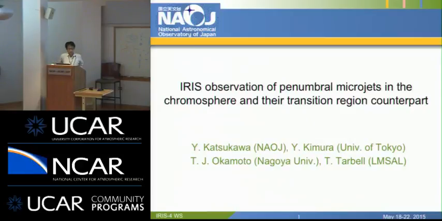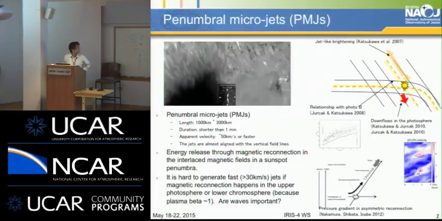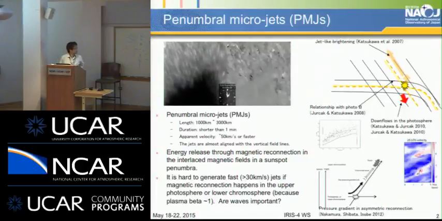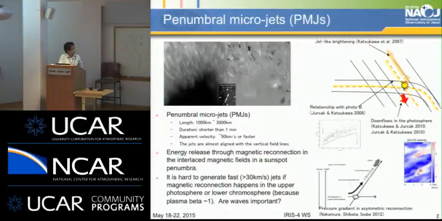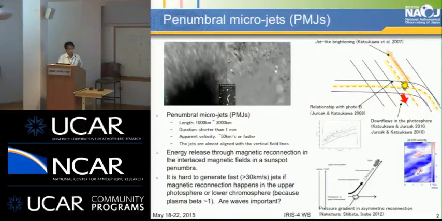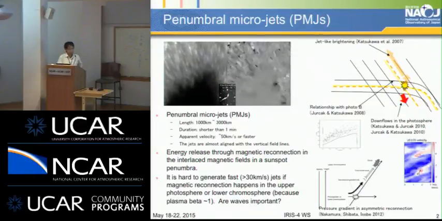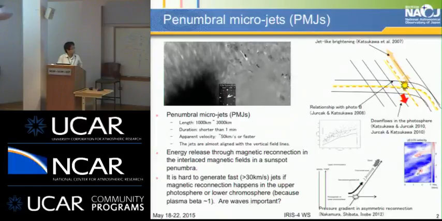Okay, I'm going to talk about the penumbral microjet, again observed by IRIS. I can skip most of the introduction, but we did a lot of study about the penumbral microjet, including the jet-like brightenings along the magnetic field line. We also confirmed that this jet-like brightening happened along vertical magnetic fields by comparison with the Hinode spectro-polarimeter data. We also observed the photospheric feature associated with the penumbral microjets, again using the Hinode spectro-polarimeter, and found some downflow patches associated with chromospheric brightening.